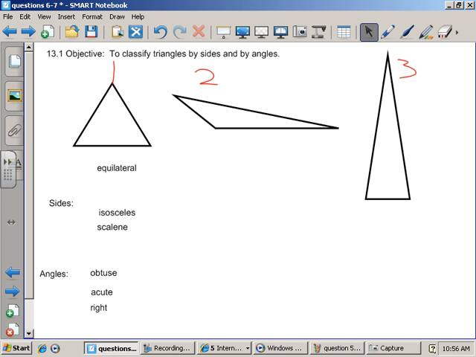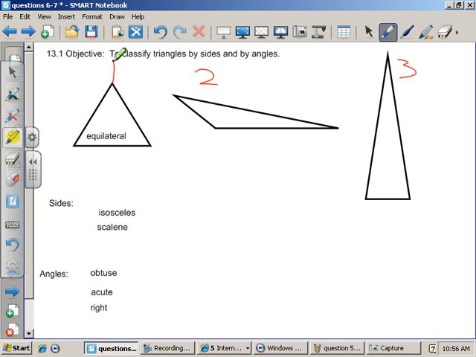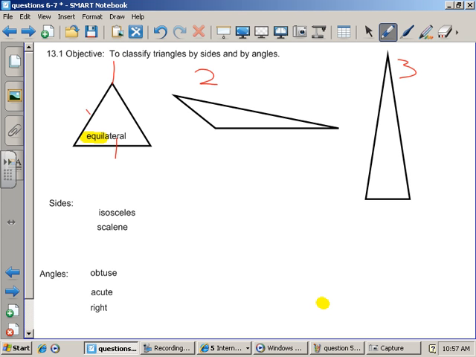Triangle 1 is an equilateral triangle. And when we look at that word equilateral, I really want to focus on that part that looks like equal. I know it's not spelled the same way, that's okay, but it looks just like equal. Equilateral. And that means that all the sides are equal. And we make little marks like that to show that they're equal.